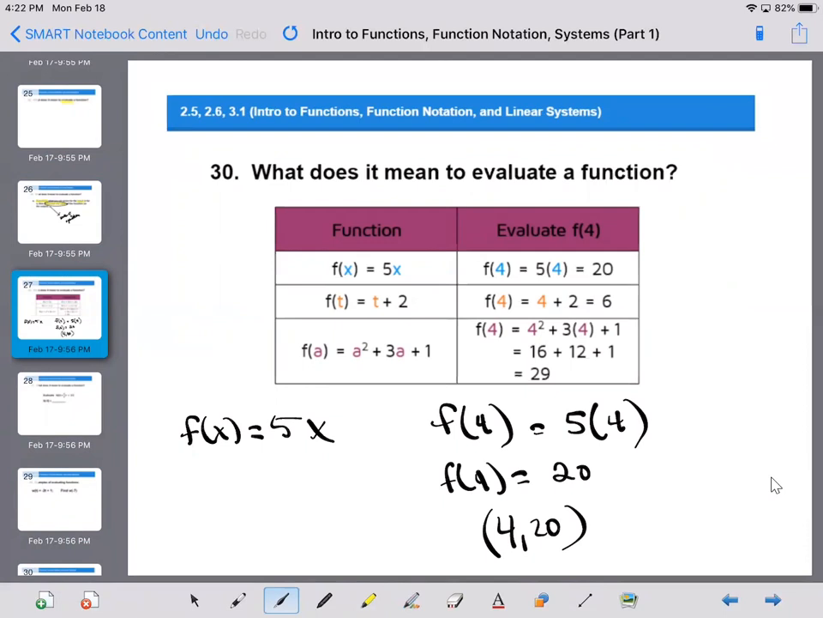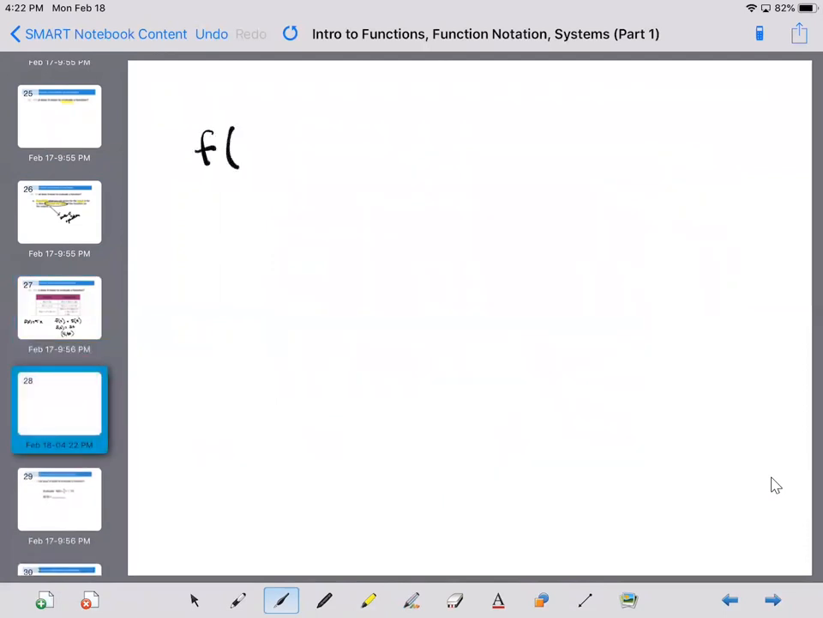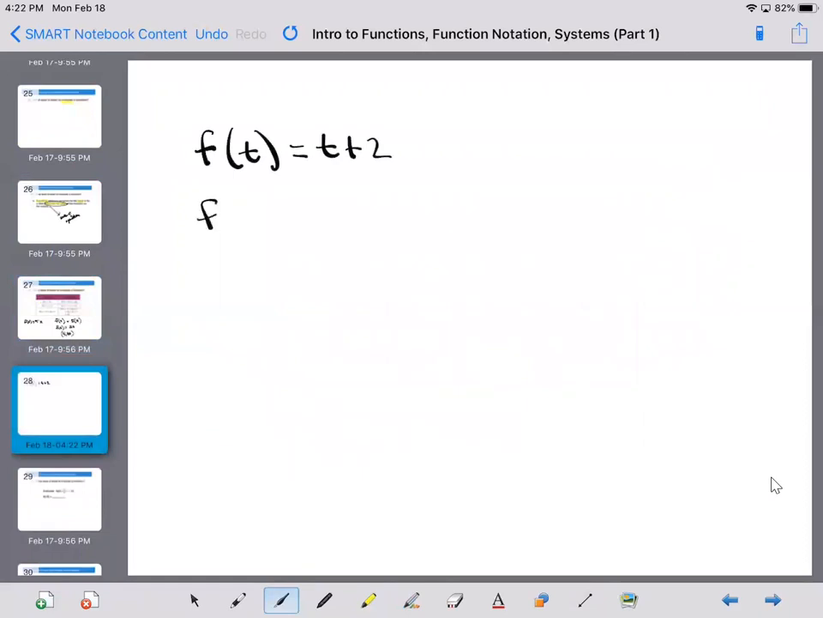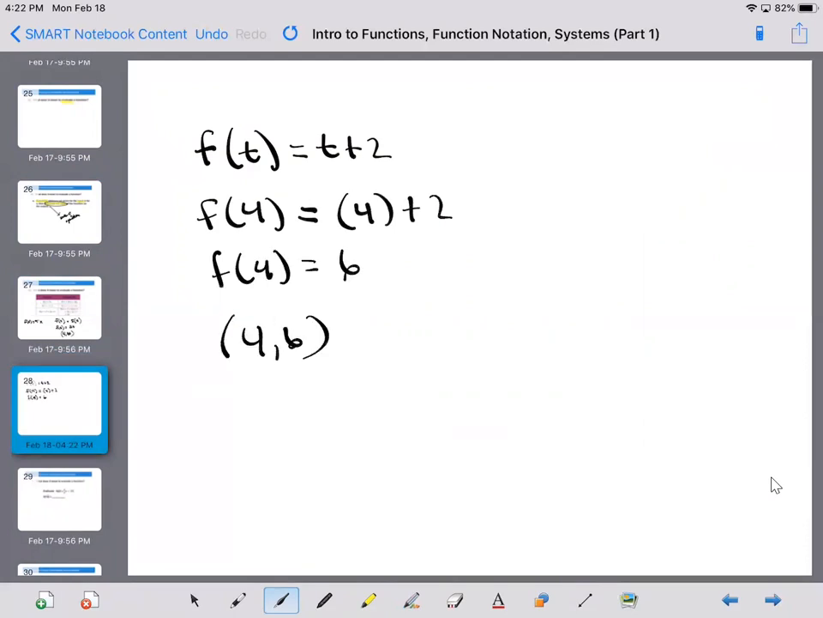And if I had f of t is equal to t plus 2, we're going to use 4 again. So f of 4 is equal to 4 plus 2. So f of 4 is equal to 6. So 4 comma 6. That would just mean when the x is 4, you have a y value of 6.